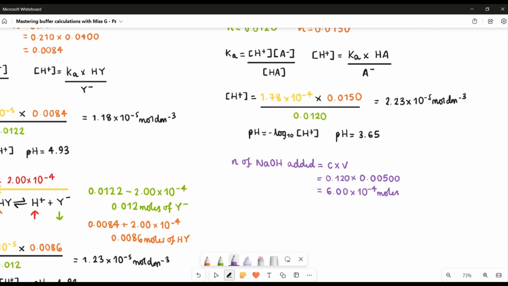Now, like I did last time, I'm now going to write out the dissociation equation for my weak acid.